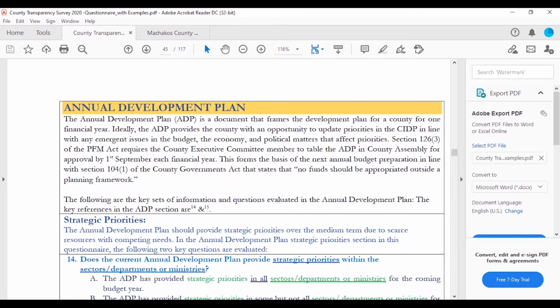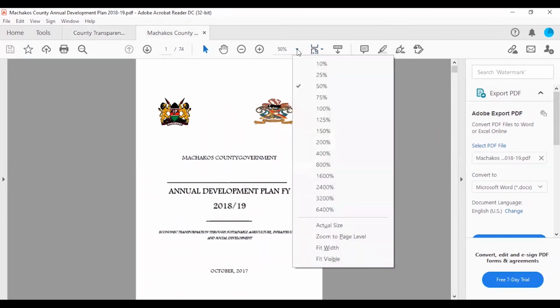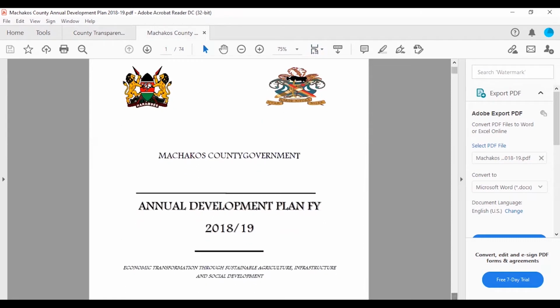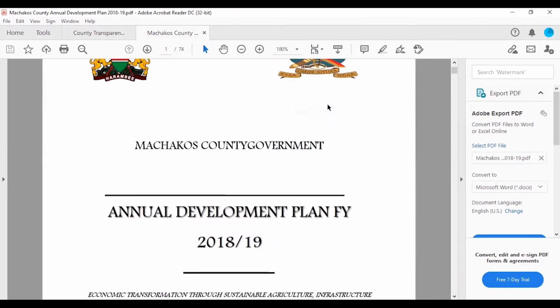Okay, so I'd like to show you an outline of the annual development plan. Can you see it clearly? Yeah, but you will need to zoom. Okay, let me put it at 100%. Yeah, that's okay.